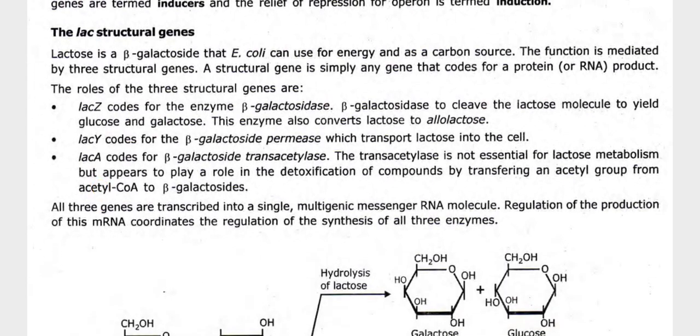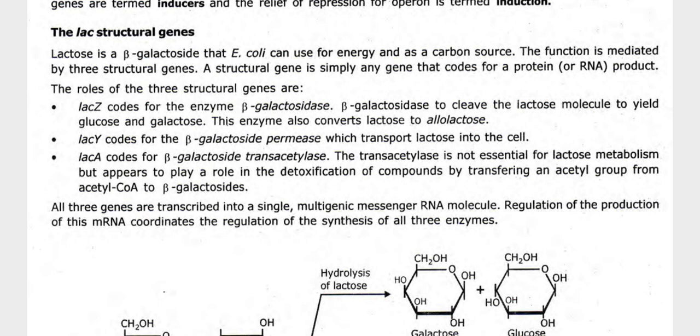The lac structural genes: lactose is a beta-galactoside that E. coli can use for energy and as a carbon source. The function is mediated by three structural genes. A structural gene is simply any gene that codes for a protein or RNA compound.